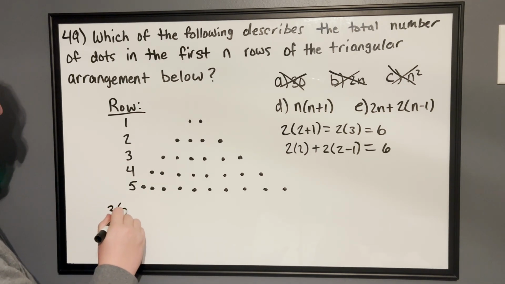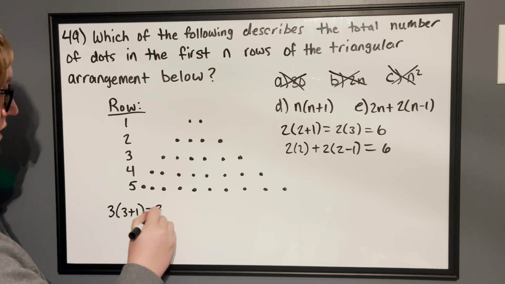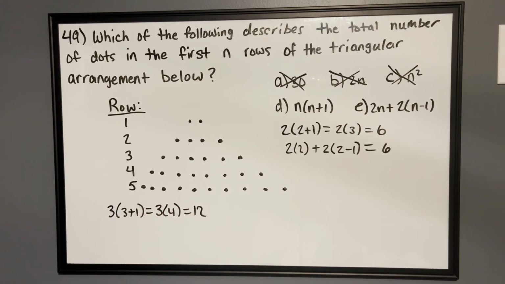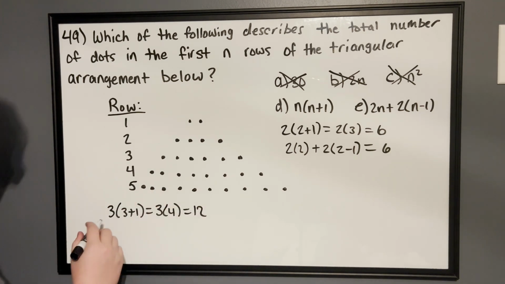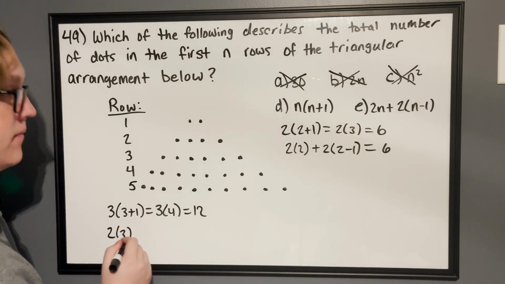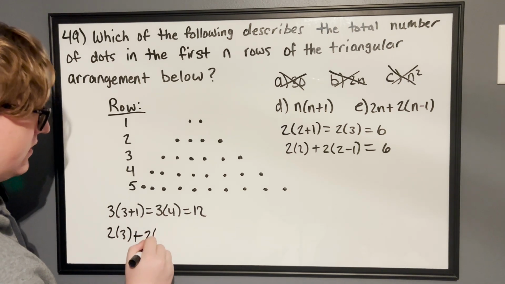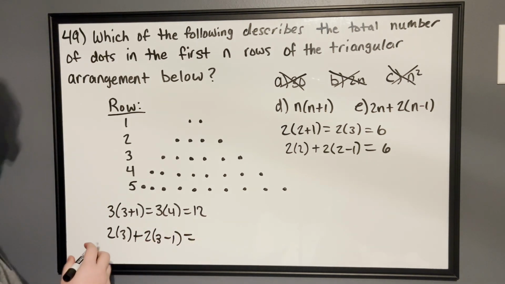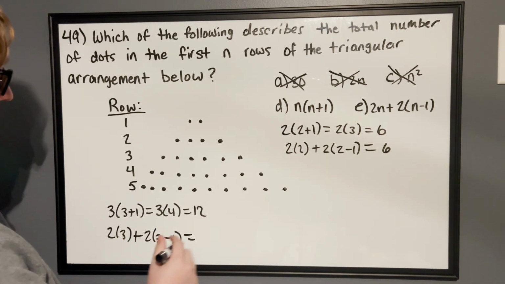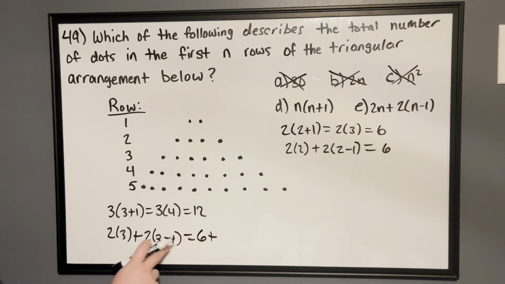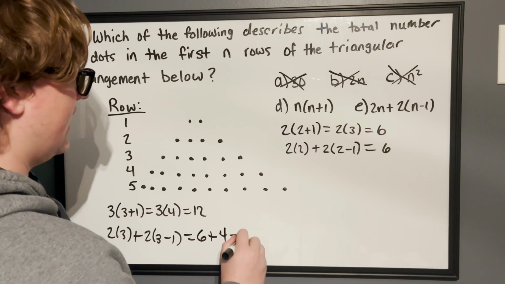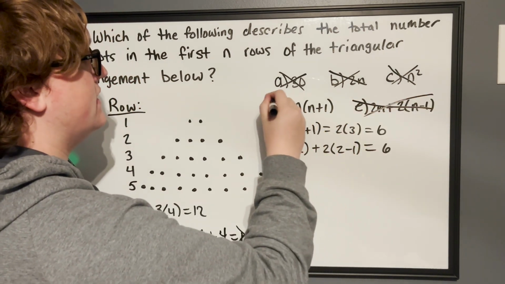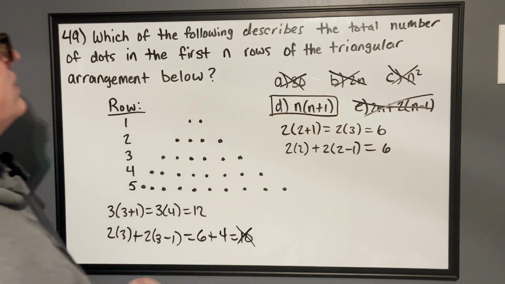So 3 times (3 plus 1) is equal to 3 times 4, which is 12. So now let's do option E. 2 times 3 plus 2 times (3 minus 1). This one is equal to 2 times 3 is 6, plus 2 times 2 is 4, which is 10, which is not what we're looking for. So E is out. That means that D is going to be the only one left, so it's going to be our answer.